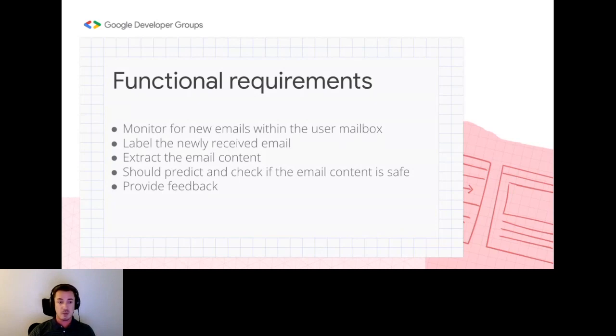We will need to be able to label the newly received email to inform the end user that phishing scanning is pending. We need to extract all the details: the content, links, attachment, domain, and everything. We will need to get all those details and combine them. In the end, we will need to predict and inform the user of the outcome.